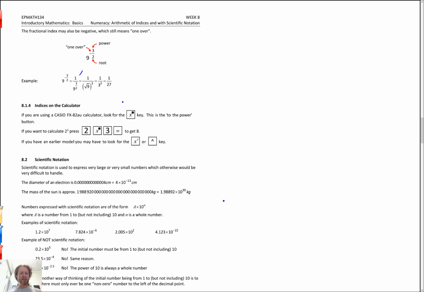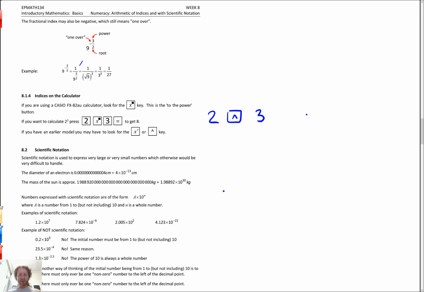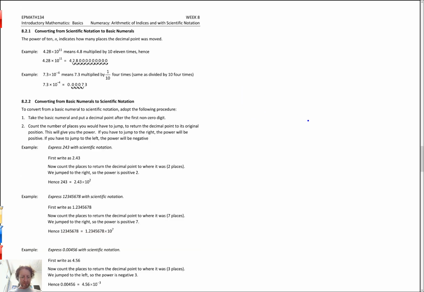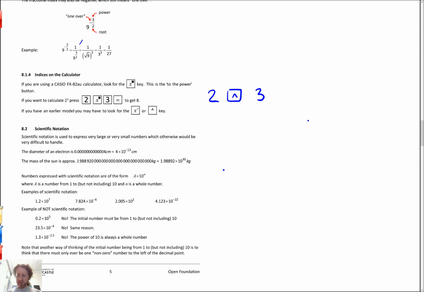What's the denominator? Now, indices on the calculator, well, this is pretty particular to your calculator. Just some generalized instructions here: 2 cubed will be 2 to the power of 3. A lot of calculators will have a key for 2 to the power of, then 3. Either way, as long as you know your calculator, 2 to the power of 3, you can put it in there. Now, scientific notation. Interesting, I'll get rid of that scribble.